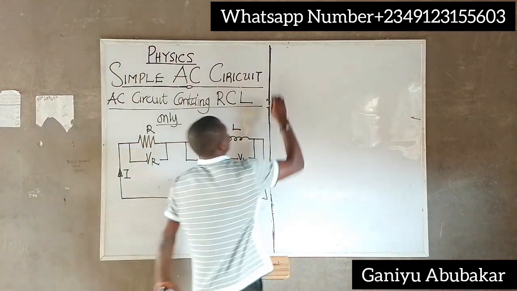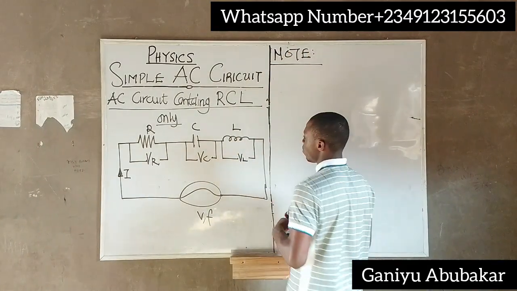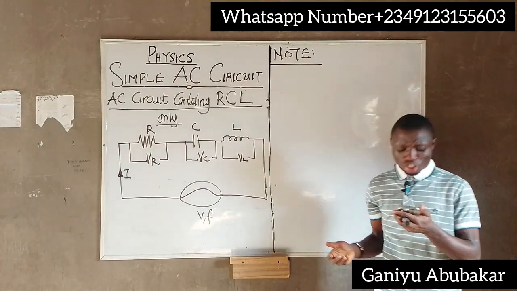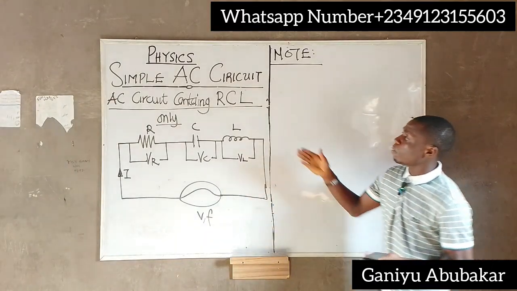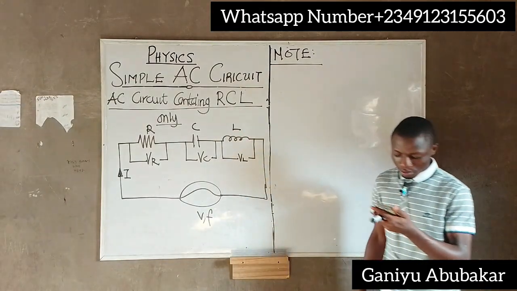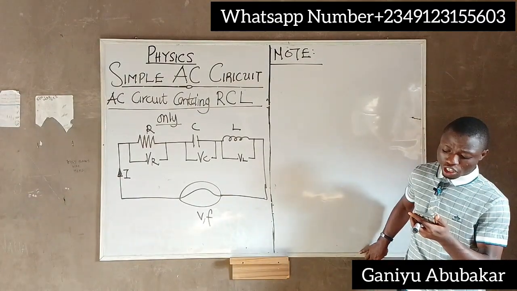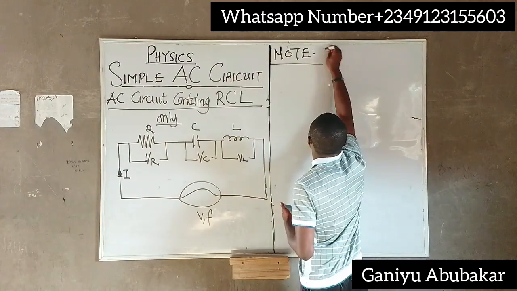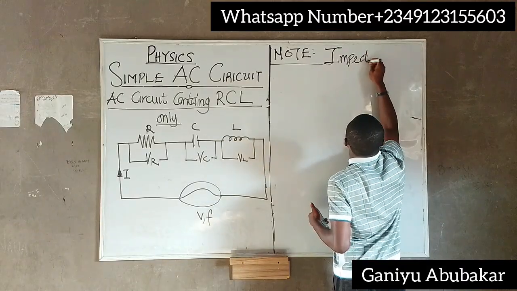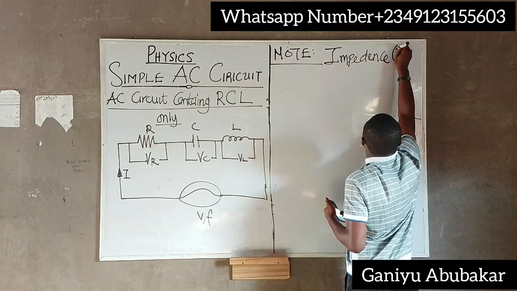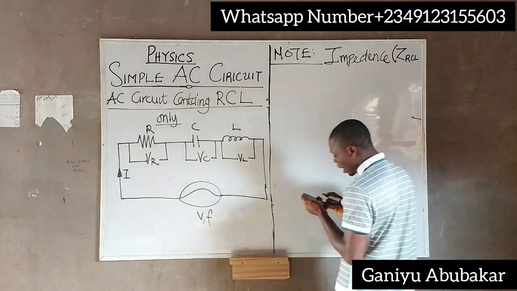Now, at this junction, please note that the opposition to the flow of current in an RLC series circuit is called impedance. In brackets, that becomes Z_RCL.